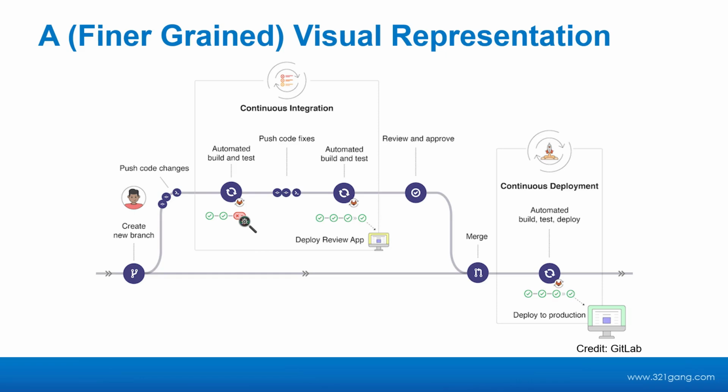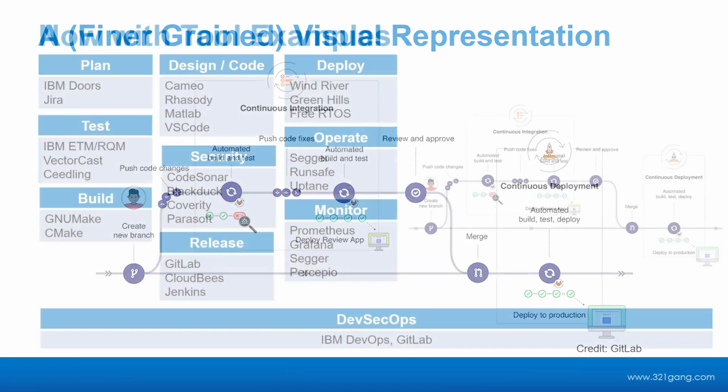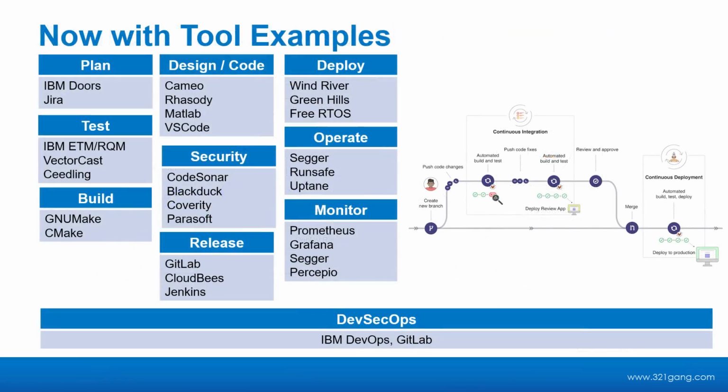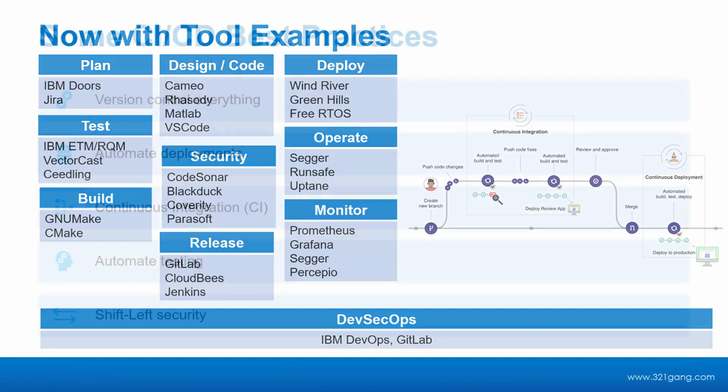Now, here's a more detailed look at what CI/CD can include. It's not just about building and testing. It can involve tools for security scanning, static code analysis, performance testing, and deployment. Each of these can be tailored to fit the embedded environment. You don't have to use every tool, just pick the ones that solve your biggest pain points.